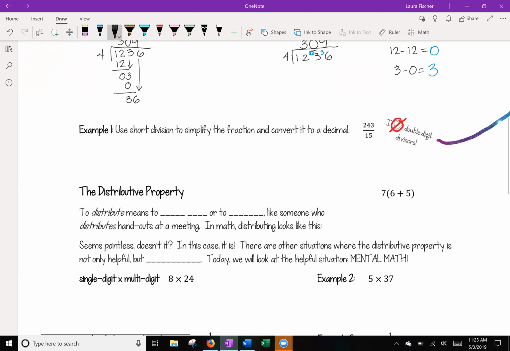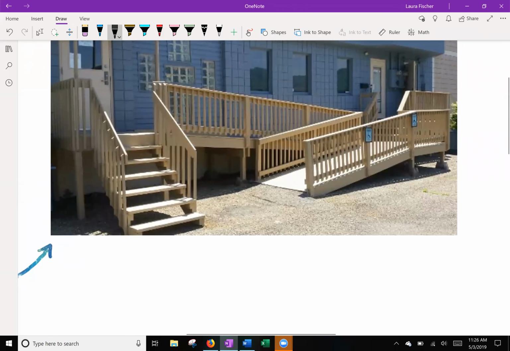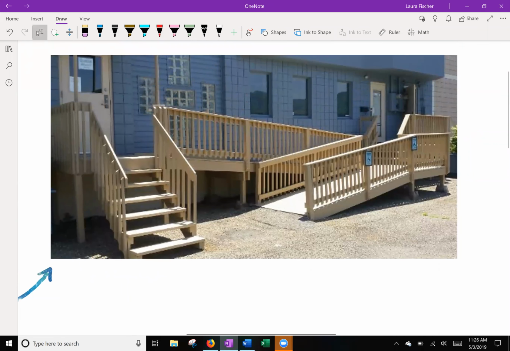And so there's a way of simplifying, and we're going to take a little science break here. And this, believe it or not, is science. This is a wheelchair ramp. And you're probably wondering where I'm going with this, but I'm going to tell you in just a sec.